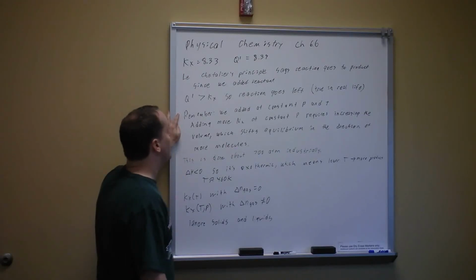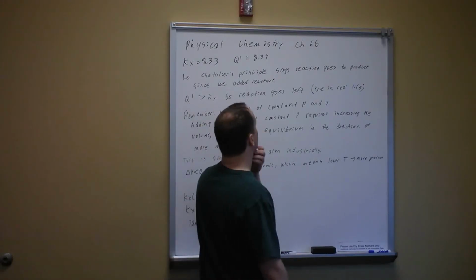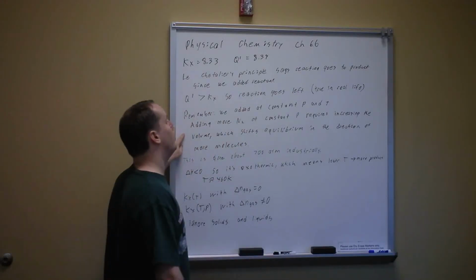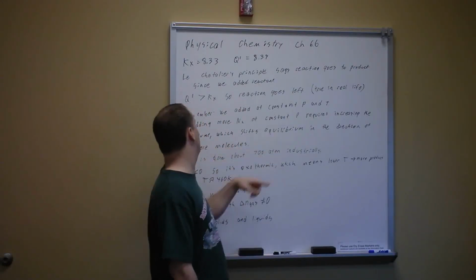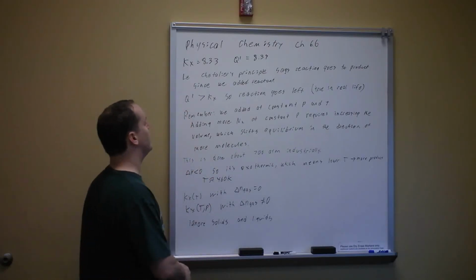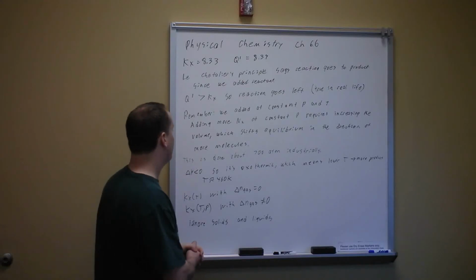Now remember, we added at constant pressure and temperature though. If we were adding more nitrogen at constant pressure, this requires increasing the volume a little bit. That, well, we know, will shift the equilibrium in whatever direction has more molecules. The left side had twice as many molecules as the right side.